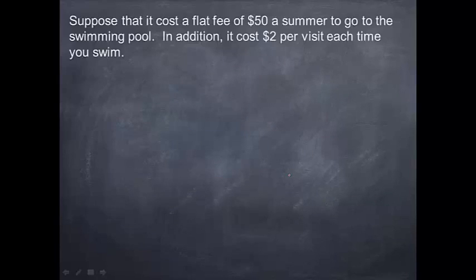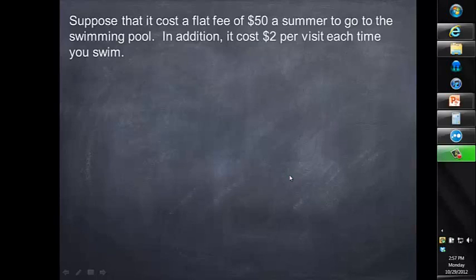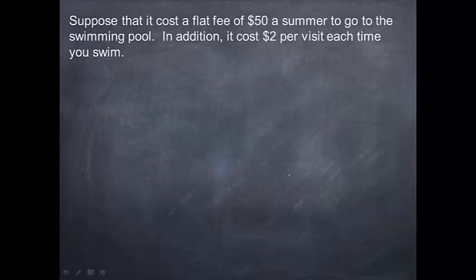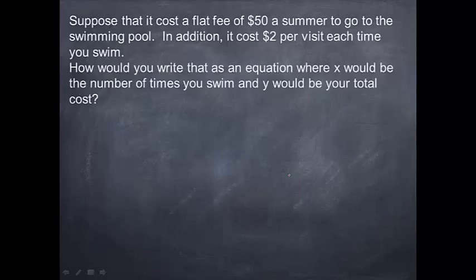Okay, first things first, you do not need to write out this whole problem. All we're looking for is the equation and also how you are solving the problem. Okay, so let's suppose that it costs a flat fee of $50 a summer to go to the swimming pool. In addition, it costs $2 per visit each time you swim. How would you write this as an equation where x would be the number of times you swim and y would be your total cost? So feel free to pause this video if you need to reread this problem to yourself.